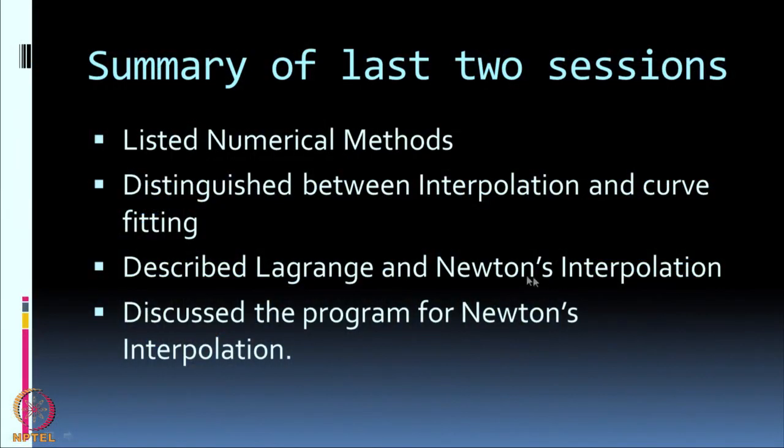Then Lagrange's method took the products of the factors x minus x 1, x minus x 2, up to x minus x n. These two methods we compared, we discussed the programs for both the methods, and we also said that whenever you interpolate for 4 data points using a third order polynomial, the polynomial is always unique. It is a unique interpolating polynomial whichever method you use.